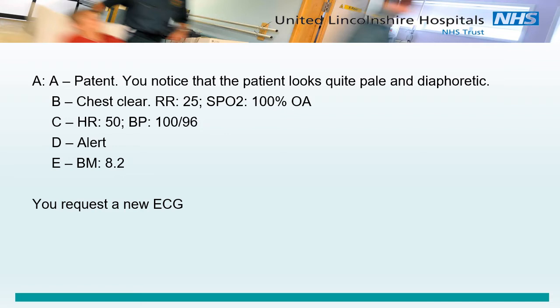These are the patient's examination findings. The airway is patent, and the patient looked quite pale and diaphoretic, and that was the main concern for the nurse. Chest looks clear, respiratory rate 25, sats 100% on air, heart rate 50, and blood pressure 100/96. He is alert, PM is fine, so you requested a new ECG.